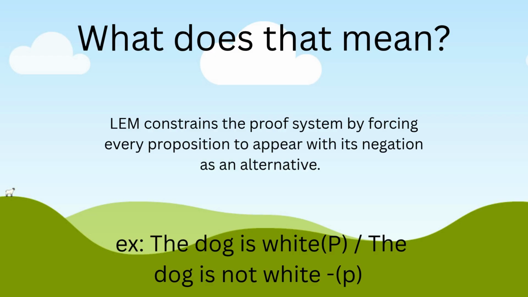If we just go into what it means very formally speaking, LEM constrains the proof system by forcing every proposition to appear with its negation as an alternative. The example here is the dog is white, which is the P. The dog is not white, which is its negation. So it's just telling you that as an axiom, you are allowed to write it down as something that is not derivable, but you're able to derive other formulas from it, syntactic ones.